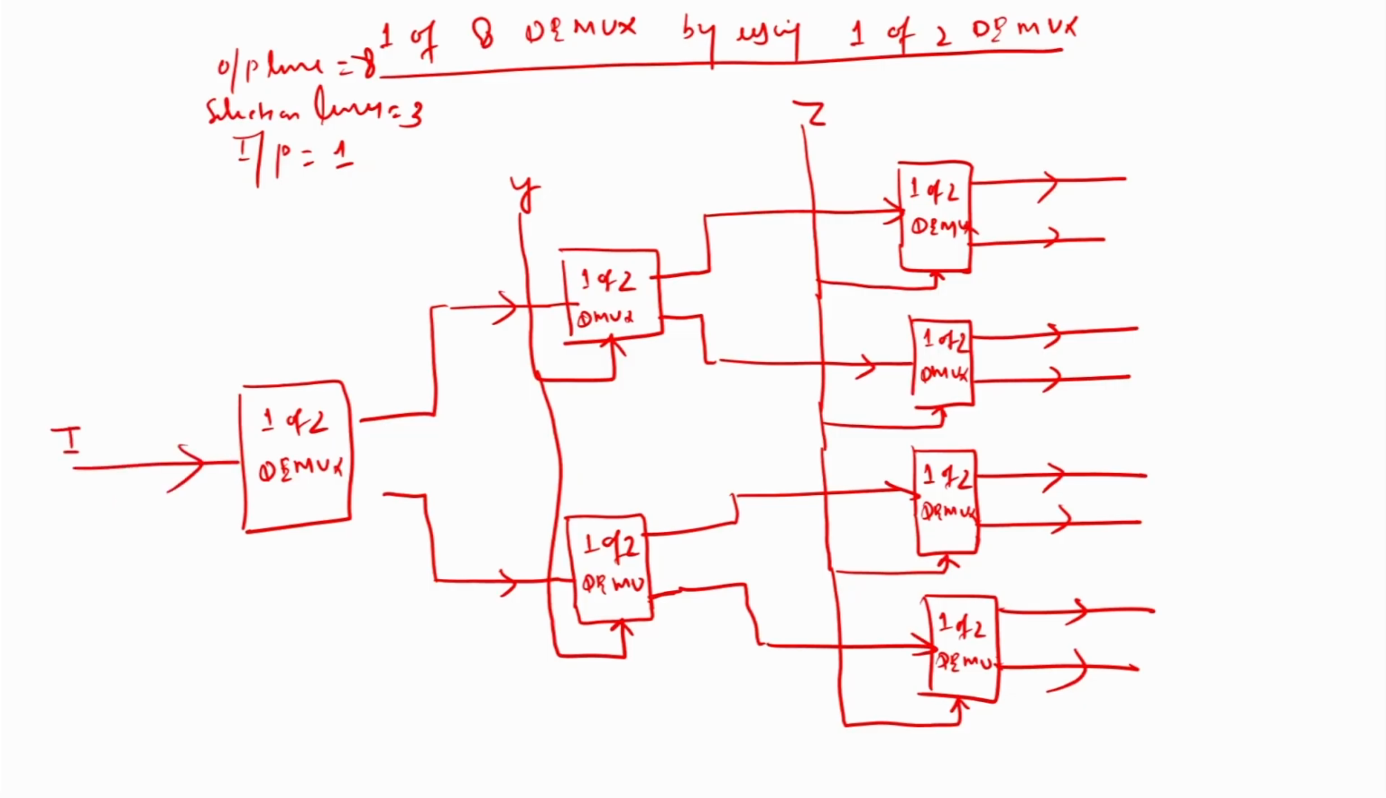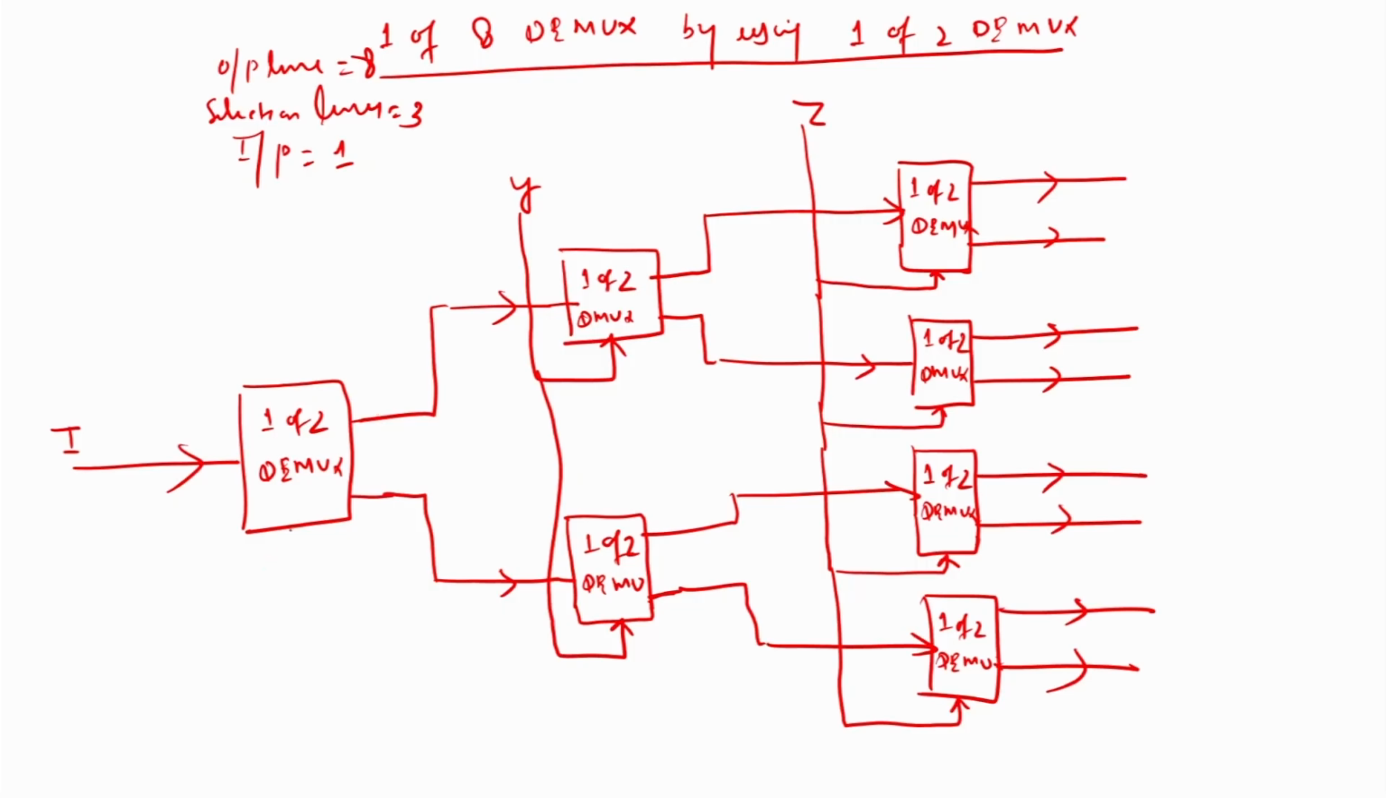This means how many demux are required to implement a 1 of 8 demux? How many 1 of 2 demux? The number is 4 plus 2 plus 1, this means 7 demux. 7 1 of 2 demultiplexers are required to implement 1 of 8 demux by using 1 of 2 demux, and here these are the output lines.